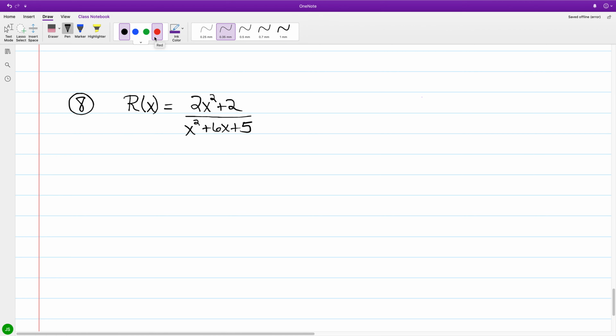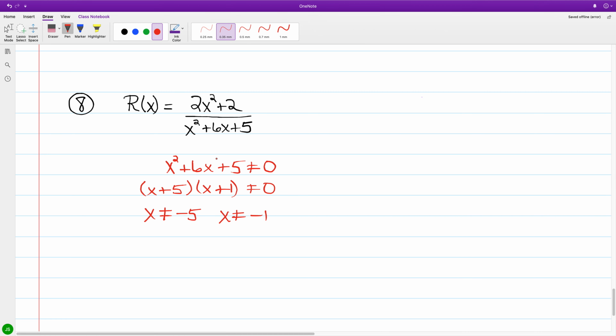And for the domain, we again have a rational function, and we have that x squared plus 6x plus 5 cannot be equal to 0. Now x squared plus 6x plus 5 can be factored, and we have the quantity of x plus 5 times that of x plus 1 cannot be 0. If x plus 5 cannot be 0, then x cannot be equal to negative 5. And if x plus 1 cannot be 0, then x cannot be equal to negative 1.